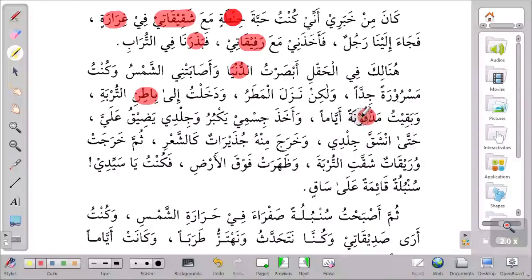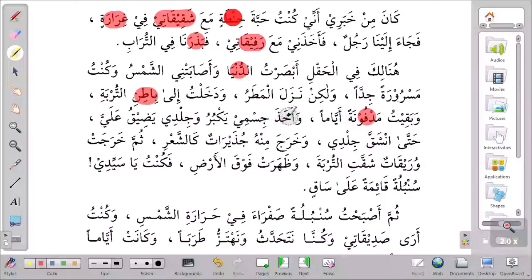Madfunatun. This is ism maf'ul. The thing which is buried is termed as madfunatun. So when we say shay'un madfunatun, it means the buried thing. So wabakitu madfunatan ayyaman, and I remained buried for several days. Ayyaman, days.